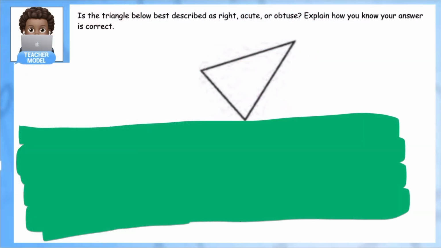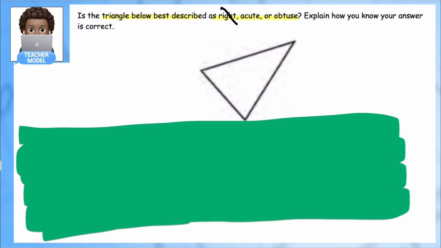We're going to use a lot of vocabulary to justify our reasoning. Is the triangle below best described as a right, acute, or obtuse? Explain how you know your answer. So again, it's the angle question. So I'm asking myself, do you see any right angles? And looking at it, no, I do not. I don't see any 90-degree angles here.